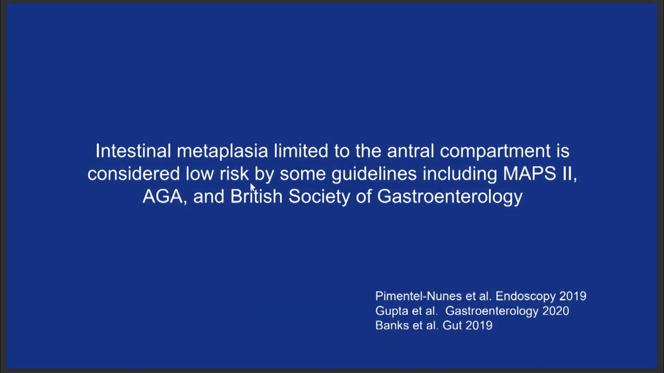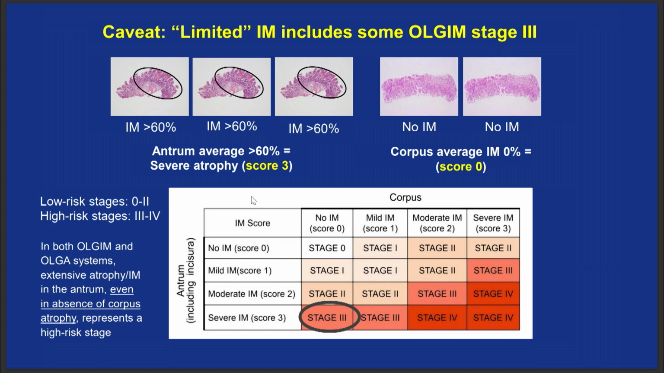Today, intestinal metaplasia limited to the antral compartment is considered low risk by some guidelines, including MAPS-2, the AGA, and the British Society of Gastroenterology, which makes me think that maybe it's not the best way to classify the risk, because you can have limited intestinal metaplasia that includes some OLGIM stage 3. Here is a hypothetical example of a patient with 3 antral biopsies and 2 corpus biopsies. And you can have intestinal metaplasia in more than 60% in all antral biopsies, which means a score of 3. And this means a stage 3, even in absence of any lesions in the corpus.